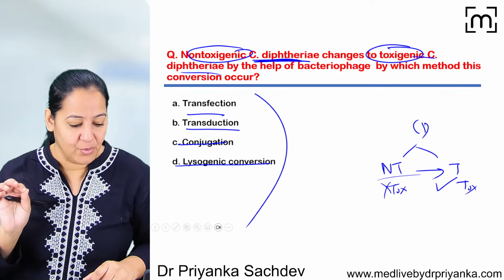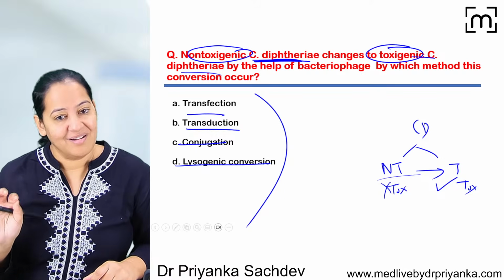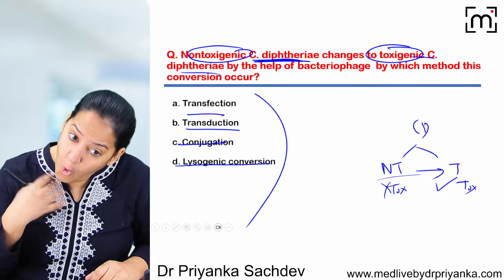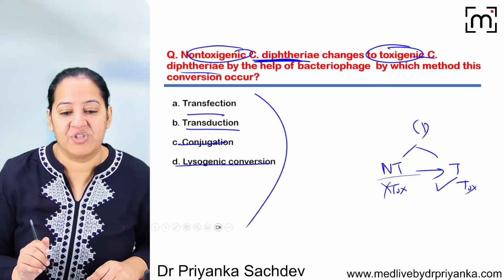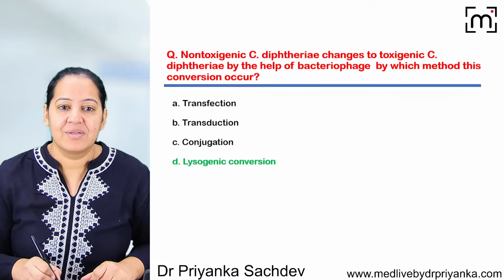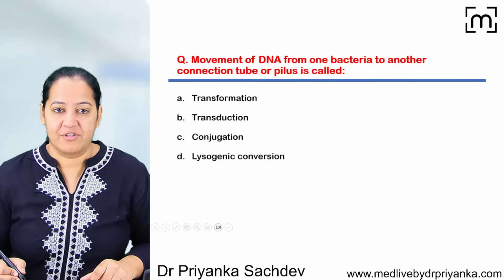So beta-phage is going to provide it. Beta-phage is a bacteriophage which is going to provide its own DNA. The beta-phage contains the tox gene that is given to the bacteria. Okay, so it is lysogenic conversion. It is lysogenic conversion. Please learn it.